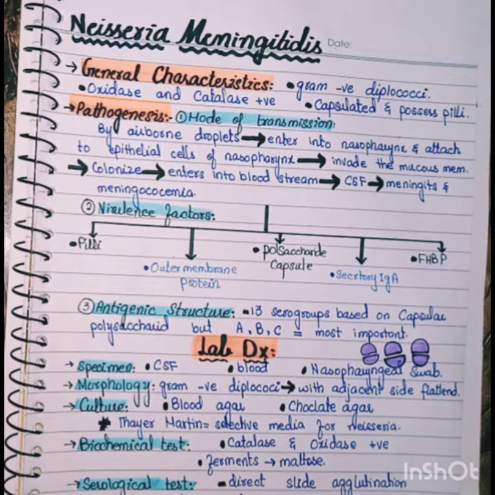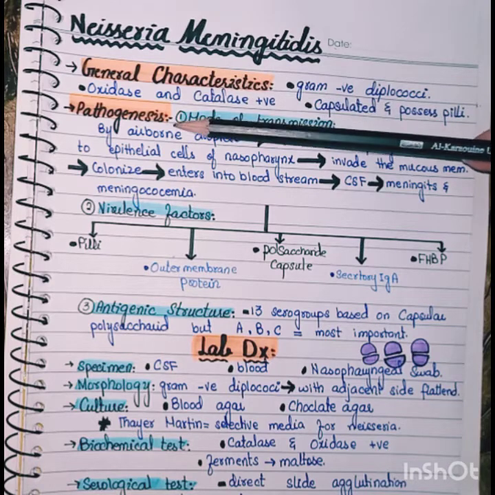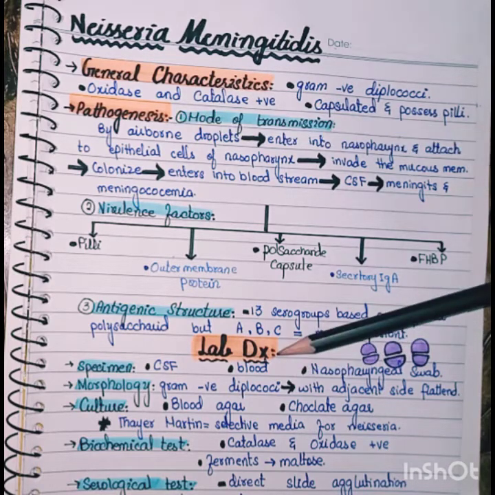In the previous video, we discussed Neisseria gonorrhoeae. In this video, we will discuss Neisseria meningitidis, and we will cover three topics. First, the general characteristics. Next, pathogenesis. And last, the lab diagnosis.